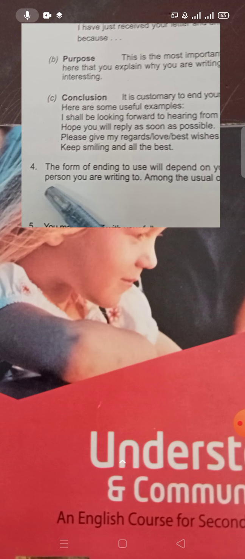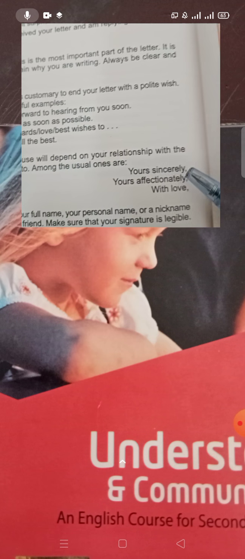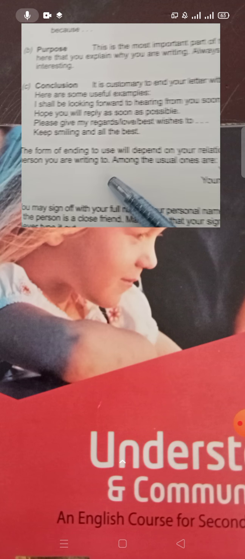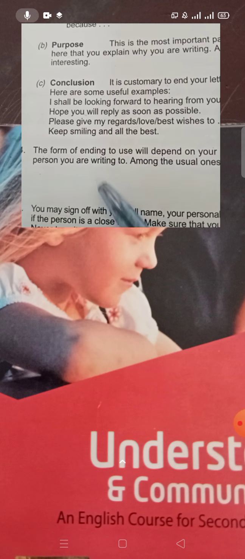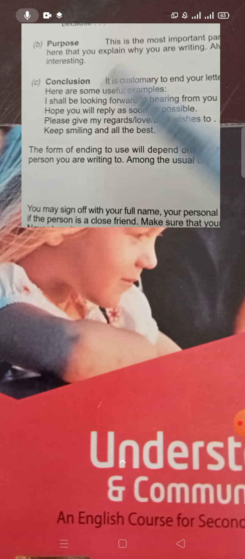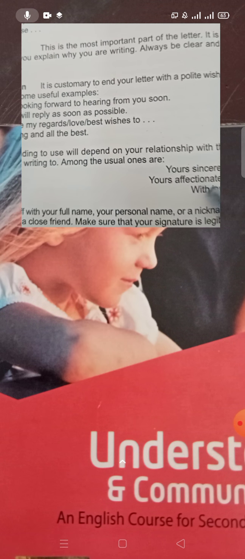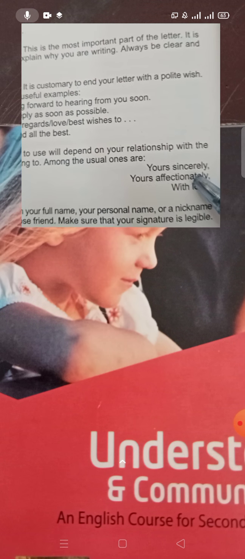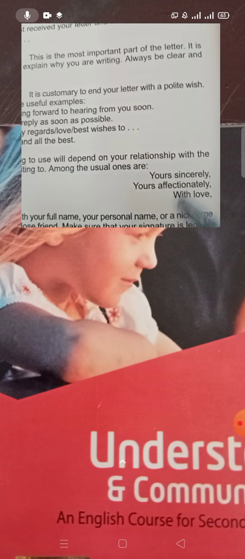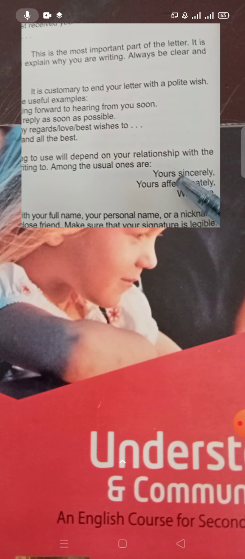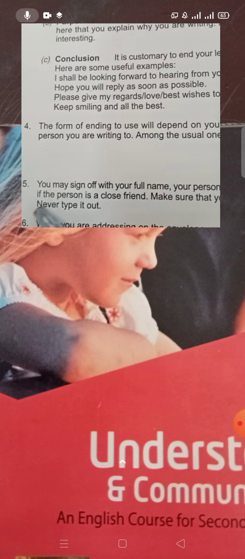Next, point number 4: the form of ending to use will depend on your relationship with the person you are writing to. Among the usual ones are: at the end, when you conclude your letter, on your right side at the corner, down at the corner, you write yours sincerely, yours affectionately, or with love. Take any of them. You may take others as well, like your true friend, your beloved friend, etc.